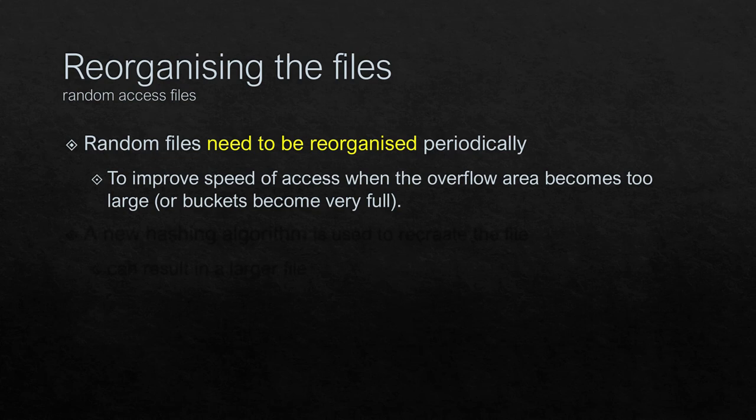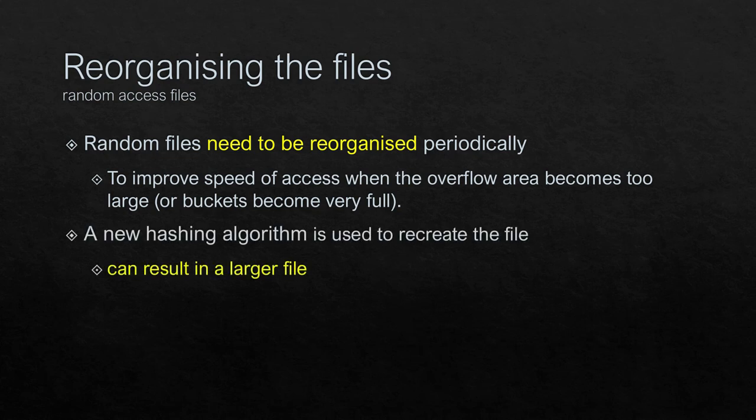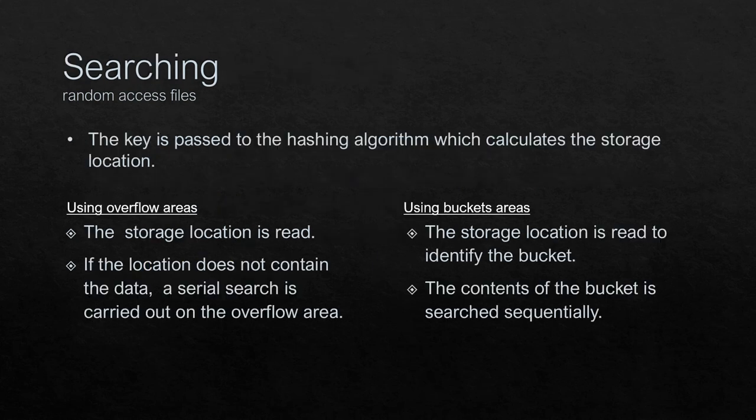So you will need to do this when the overflow area is becoming too big or the buckets are becoming too full. And the problem with doing this though is that when you reorganize the file, you'll need to come up with a new hashing algorithm, because you will have a larger file as a result of this, and therefore we need to use a different prime number in our calculations.